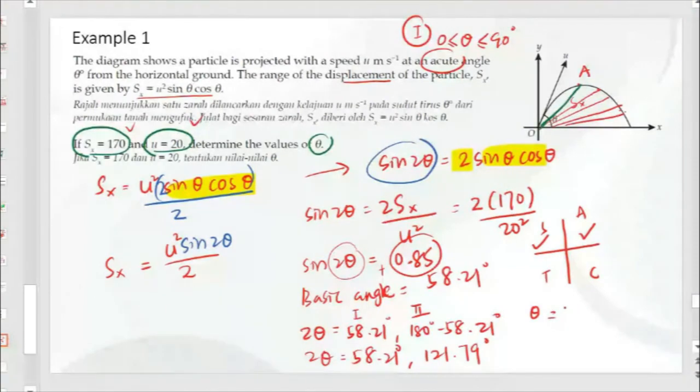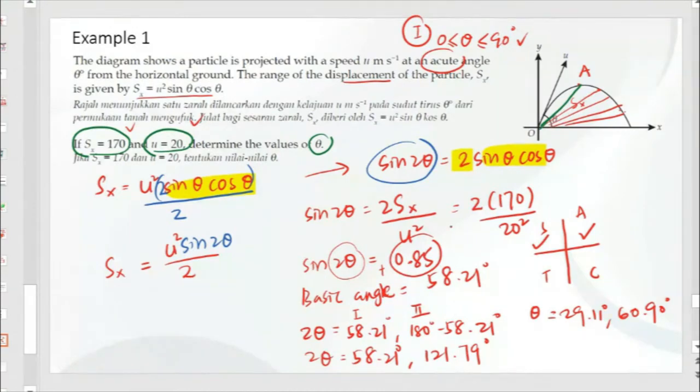After this, theta is divided by 2. So theta is 58.21 divided by 2, 29.11 degrees. Then another one, 121.79 divided by 2, 60.90 degrees. You see the angle is less than 90 degrees, right? Still fulfilled. So we will have 2 angles for the values, 2 possibilities. Okay, can follow? The question looks difficult, but actually it's not so difficult if you understand the question. We just substitute and change the form for the trigonometry. Not so difficult.